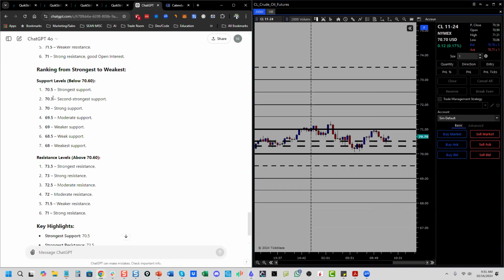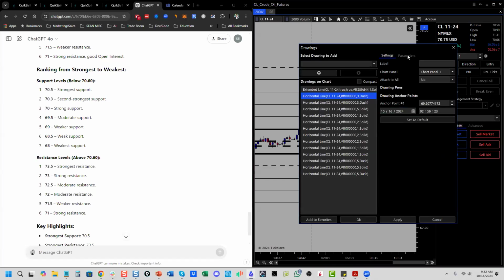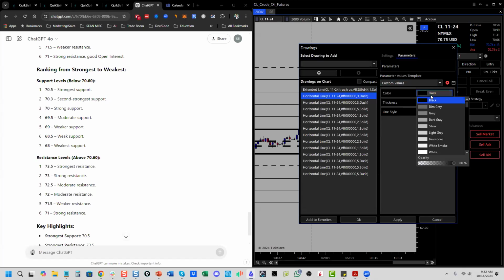So let's map out the support just again. Let's go down to 68, which is weak support. 79 is weaker support. 79.50 is moderate support. I'm going to change this back to a solid and put it down here.